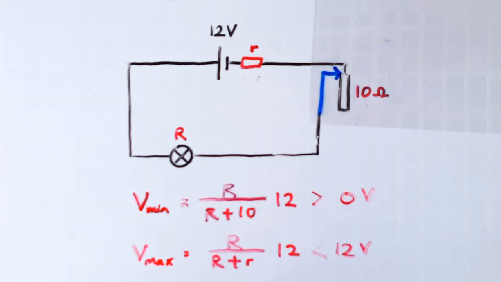So it all depends on how the resistances compare to each other. For example, you can see that if this resistance is not 10 but a very large value, we should be able to get practically 0 volts. Likewise, if this internal resistance is very small compared to the resistance of the light bulb, we should be able to push the PD all the way to practically 12 volts.